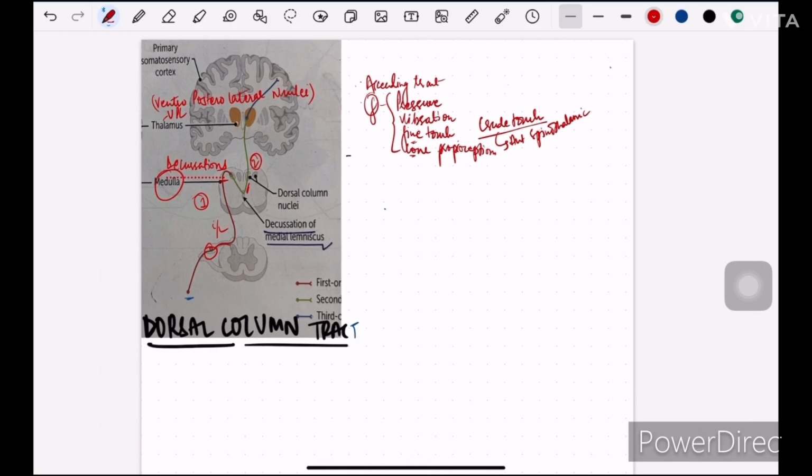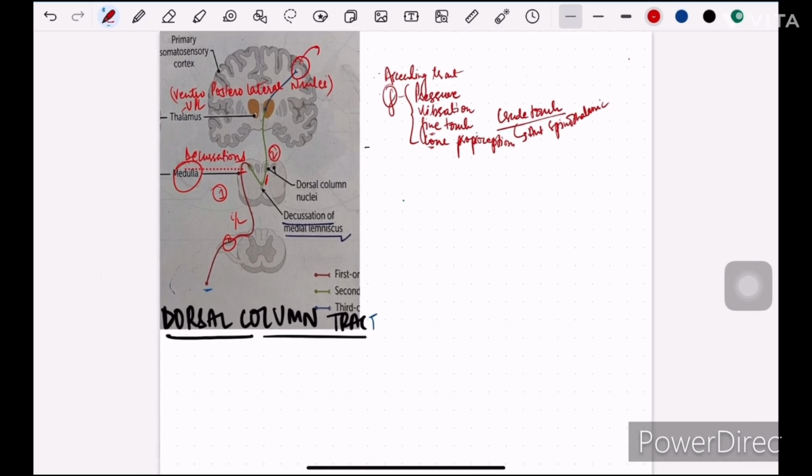And then from the VPL it goes to the somatosensory cortex. And the somatosensory cortex is Brodmann's area number 3, 2, 1. I'll talk about Brodmann's area numbers in other videos, right. Okay, so this is all about the dorsal column tract.